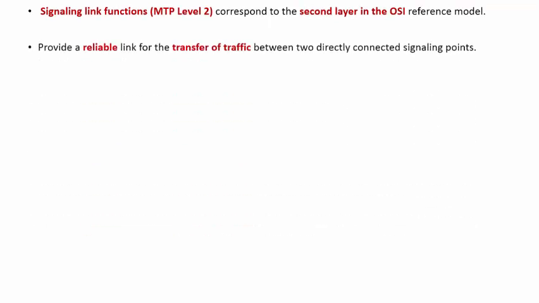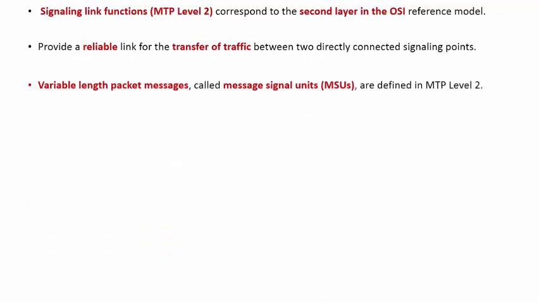Then the second level, that is the signaling link function, that is MTP level 2, corresponds to the second layer of the OSI reference model. So it provides a reliable link for transfer of traffic between two directly connected signaling points.